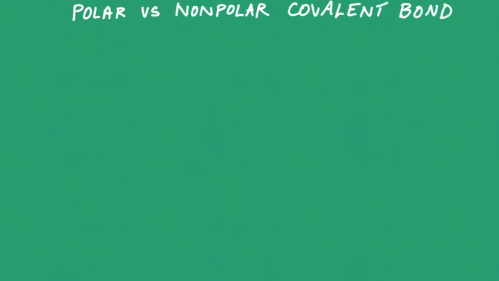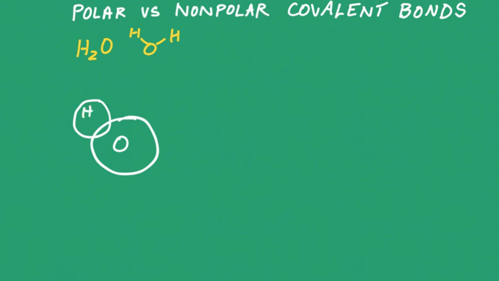Now let's compare a polar covalent bond versus a non-polar covalent bond. The difference here is how the electrons are shared. If the electrons are shared equally, then we have a non-polar covalent bond. If we have electrons shared unequally, we have a polar covalent bond. We just saw the example of water. Electrons are shared unequally in the formation of water. So oxygen is slightly negative and the hydrogens are slightly positive.